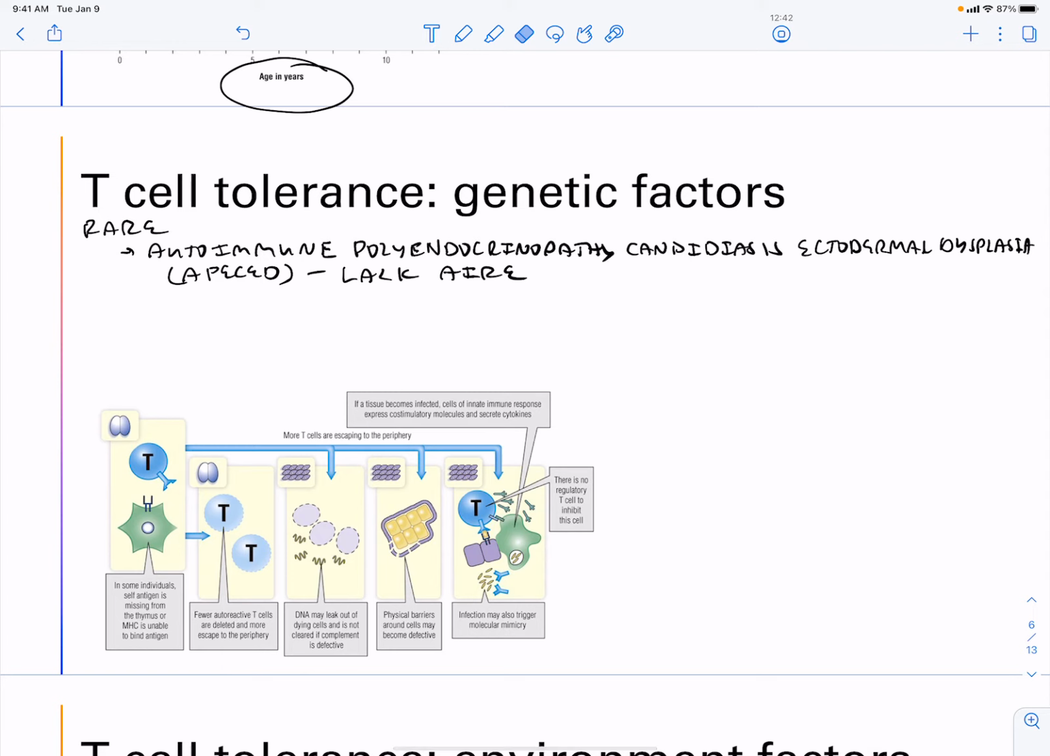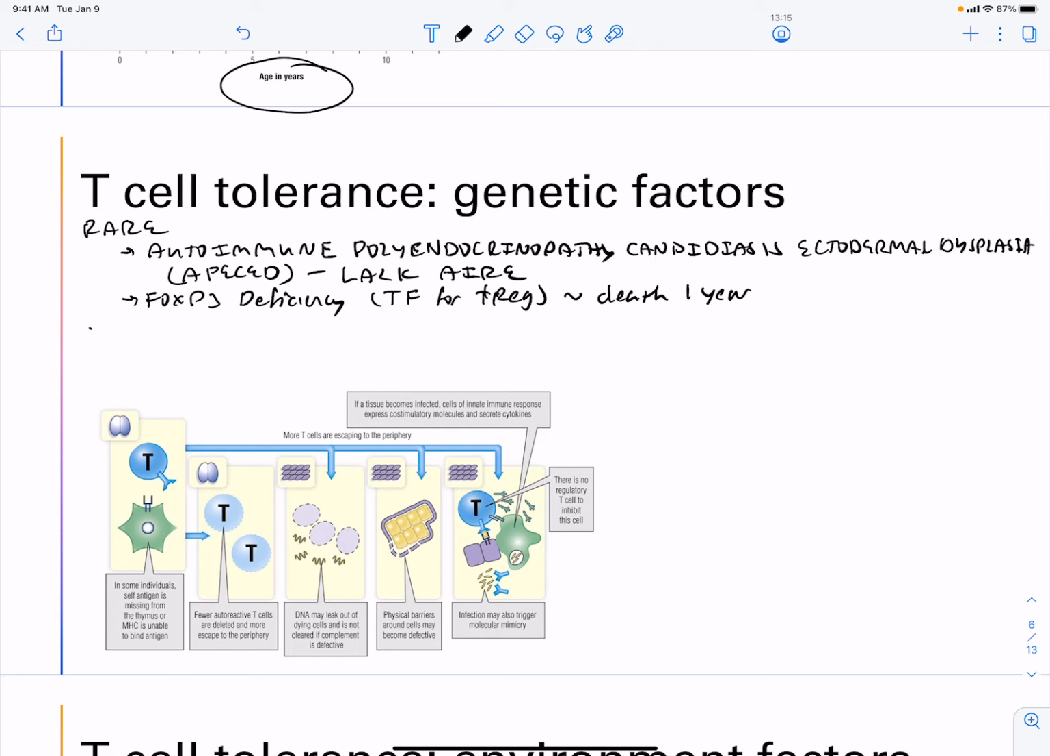Another rare one is going to be a FOXP3 deficiency. And FOXP3 is, of course, the transcription factor for Tregs. And so you lack Tregs, and typically it's death within a year of life, unless you have some sort of transplant.